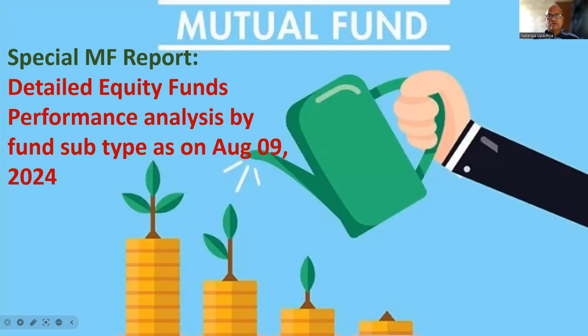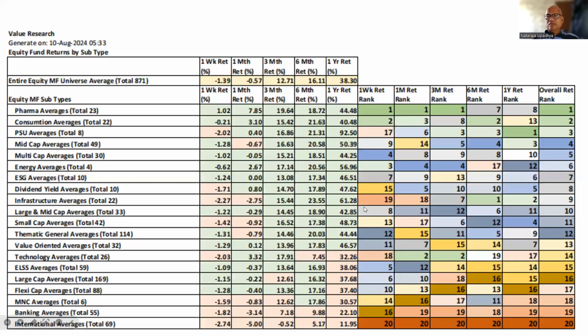You might just now have gone through the monthly top 50 analysis as on August 9th. Overlapping that, you could look at this detailed equity funds performance analysis by subtype. This is very exciting because your overall knowledge of equity funds goes up and the pulse of the market will be at your fingertips because you are looking at the performance by subtypes.